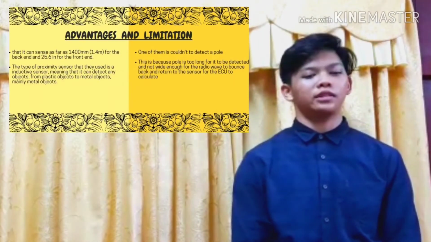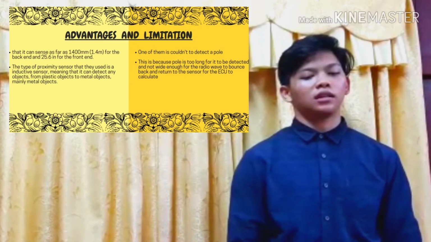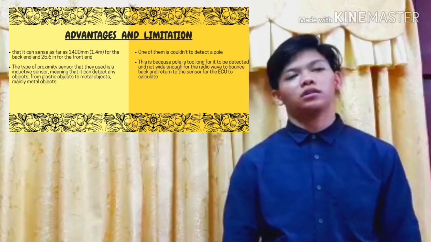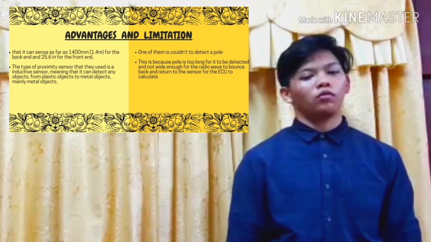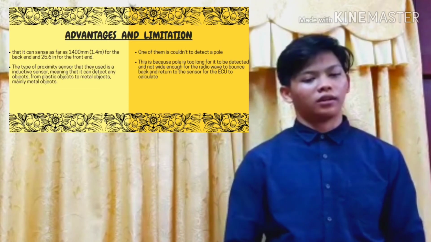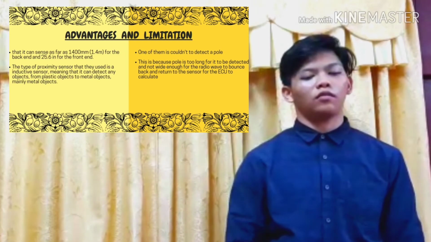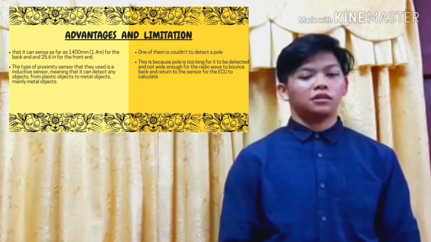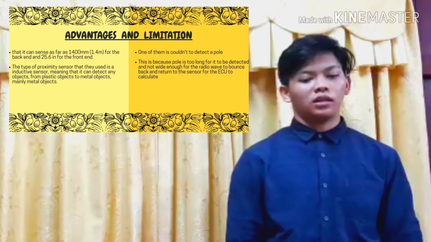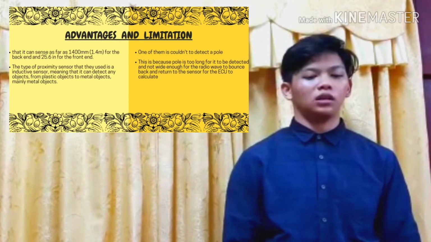Right now I want to talk about the advantages and limitations of the sensor. First of all, the advantages. The sensor can sense as far as 1400 mm for the back end and 35.6 for the front end. The second advantage is that this type of proximity sensor is an inductive sensor, so it can detect any object from plastic objects to metal objects.